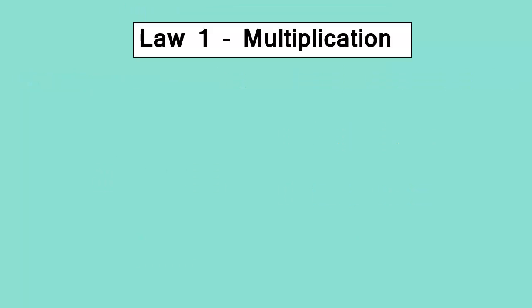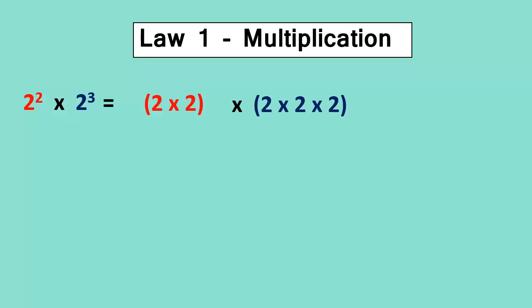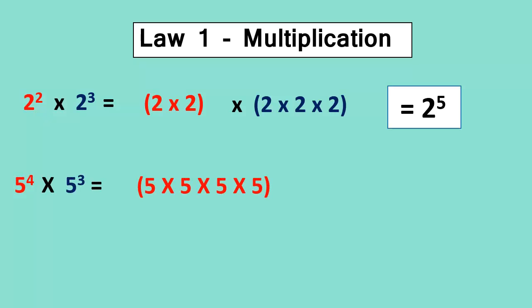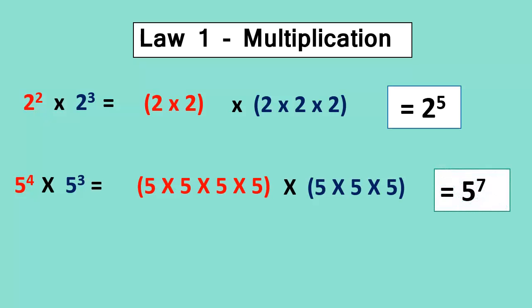The law of multiplication. 2 raised to 2 into 2 raised to 3, we will write in the multiplication form. Now if you count, because multiplication is successive addition, there are 5 twos, and hence the answer is 2 raised to 5. Second example, 4 times 5 and 3 times 5, altogether 4 plus 3, 7. So if you look at the question, 2 plus 3 is 5, 4 plus 3 is 7.